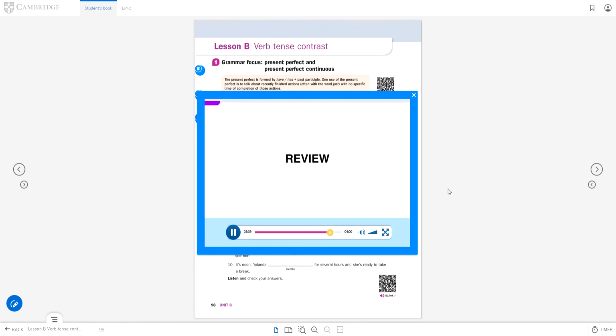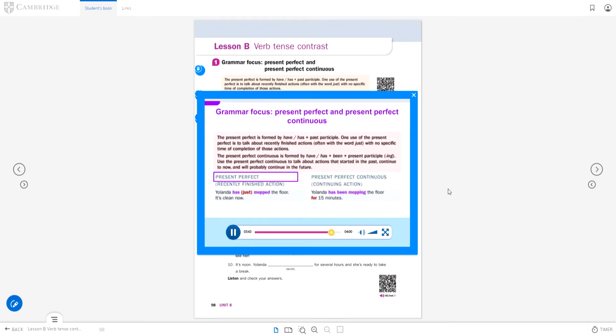Let's review. Present perfect. Recently finished action. Yolanda has just mopped the floor. It's clean now. Present perfect continuous. Continuing action. Yolanda has been mopping the floor for 15 minutes.